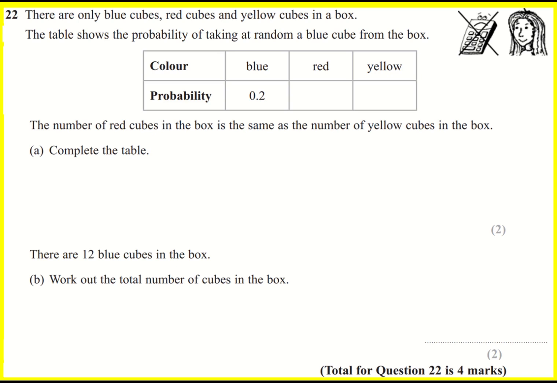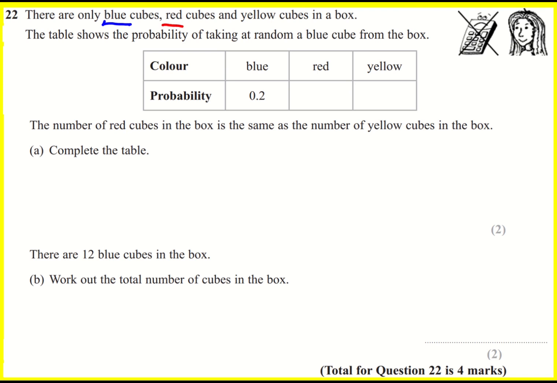There are only blue cubes, red cubes and yellow cubes in a box. The table shows the probability of taking at random a blue cube from the box. The number of red cubes in the box is the same as the number of yellow cubes in the box. Complete the table.